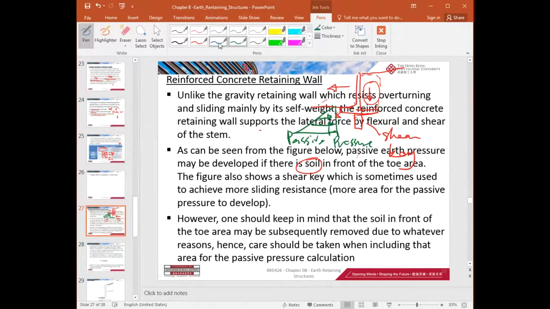Okay, so here you have the active force, active pressure. If it is very high, this force will be very great. But once you incorporate the shear key, you have a pretty good passive pressure to counteract the active force. So that's the purpose of using a shear key for an RC retaining wall. Okay, but you have to pay attention.